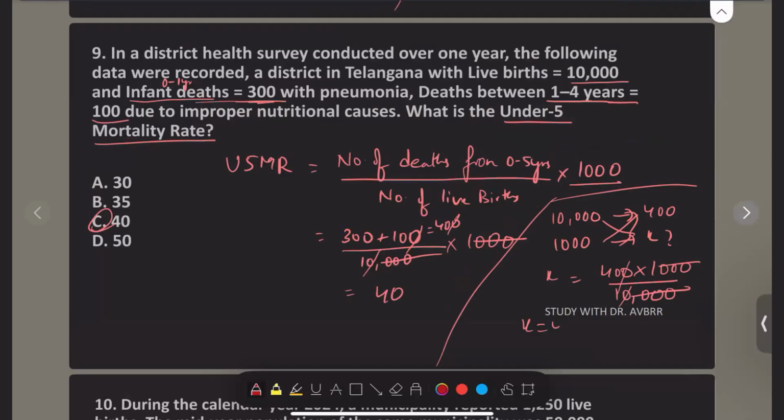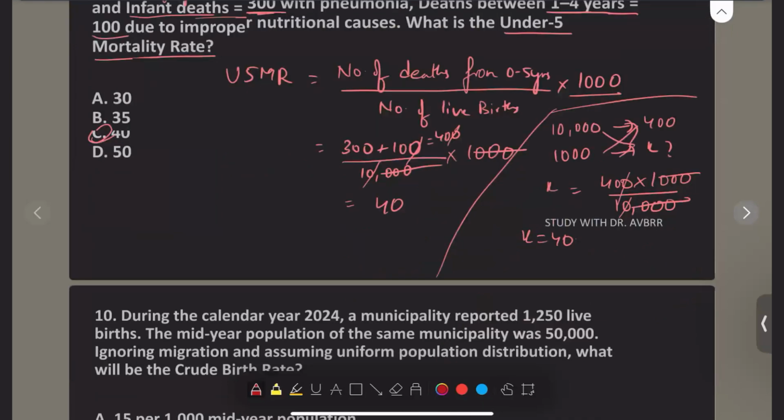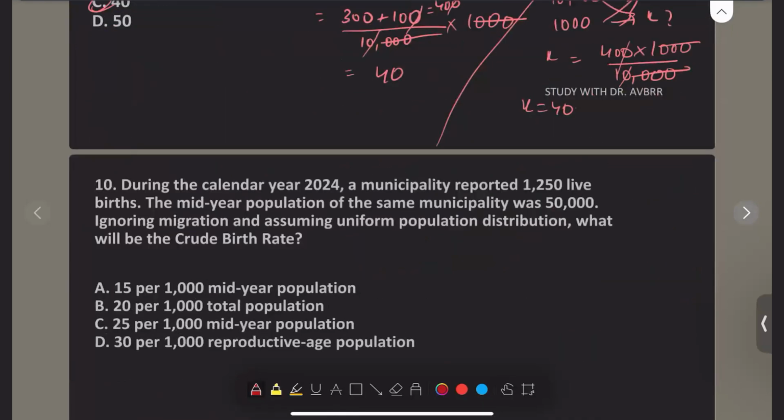If you're running out of time, or if you don't remember the formula, you can use this method. But as I told you before, please try to remember the formula. We never know what kind of questions they might ask you. Not every time they're going to ask you a simple question, right?